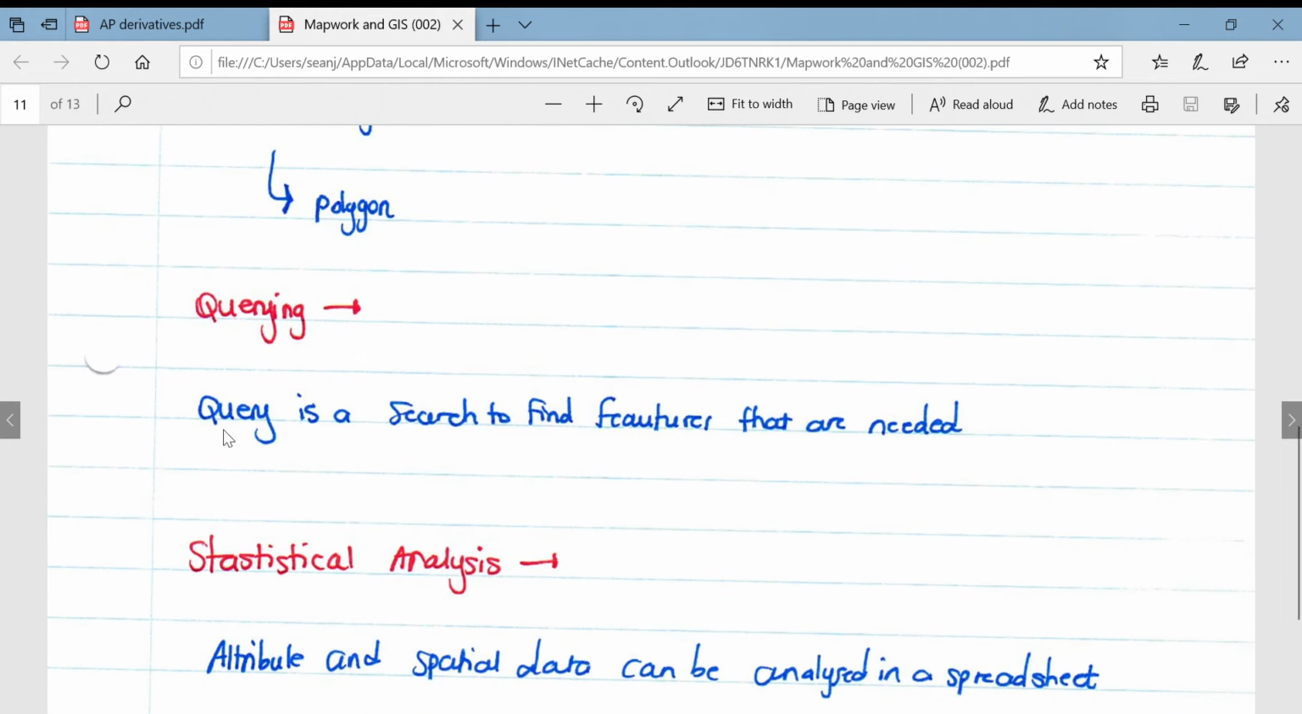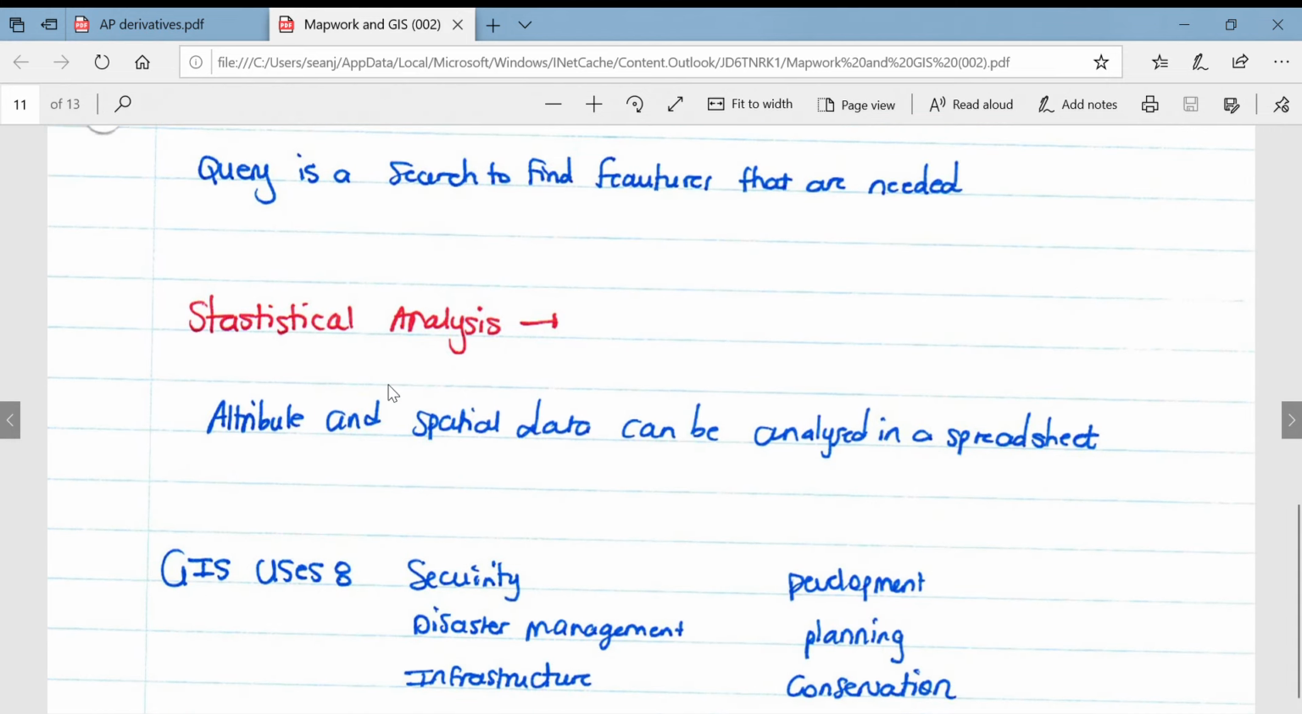Then if we look at querying of data, query is a search to find features that are needed. Statistical analysis, attribute and spatial data can be analyzed in a spreadsheet. GIS uses security, disaster management, infrastructure, development, planning, and conservation.